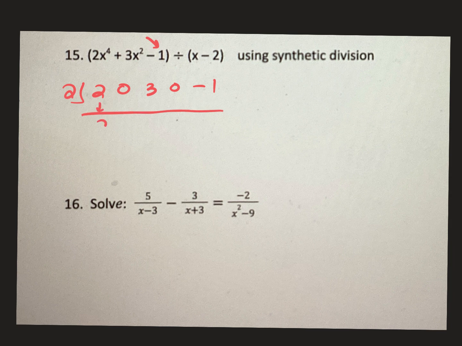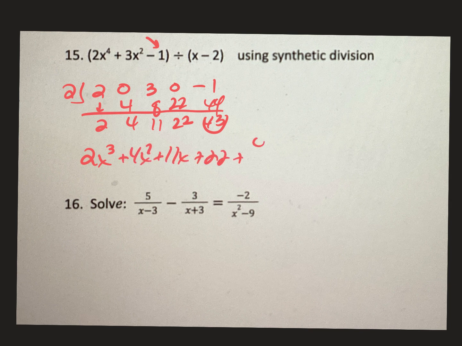Bring the 2 down. 2 times 2 is 4. Add, multiply, add, multiply, add, multiply, add, multiply, 44. So I'm getting 43 for our remainder. So my quotient is 2x cubed plus 4x squared plus 11x plus 22. And of course the 43 goes over the x minus 2.